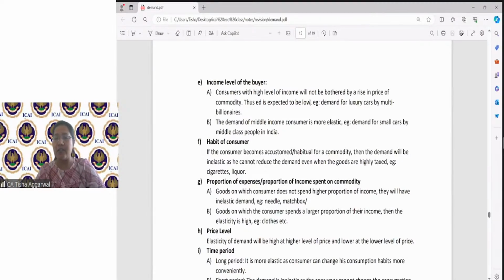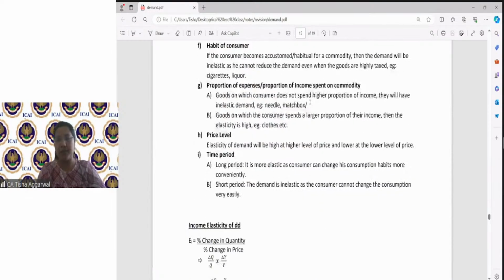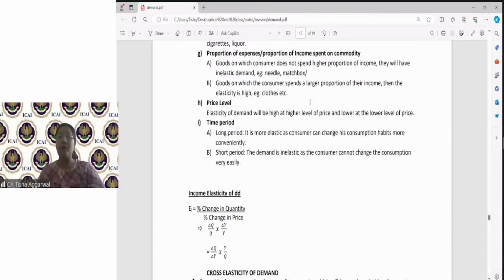Next is the habit of the consumer. Please understand, if you are addicted to something, if you are accustomed to something, if you are habitual for something, whatever the price increases or decreases, your demand will not change. Okay, so that is about the habit of the consumer. Next is proportion of expenses.